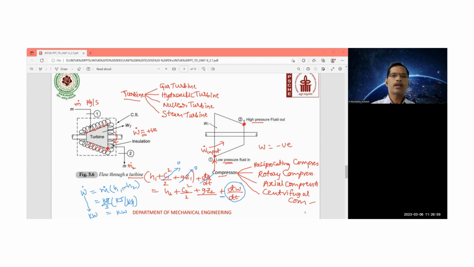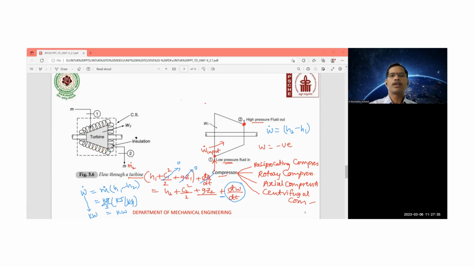If it is a compressor, then W dot you will get as H2 minus H1. Why? You have to give the work input to the compressor, whereas from the turbine you will expect the work output. So this is how you can apply the steady flow energy equation to this particular application. So the steady flow system is also covered: the application of a steam turbine, or the application of a compressor.